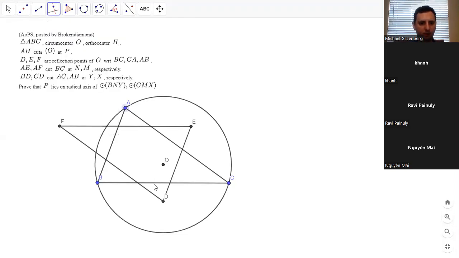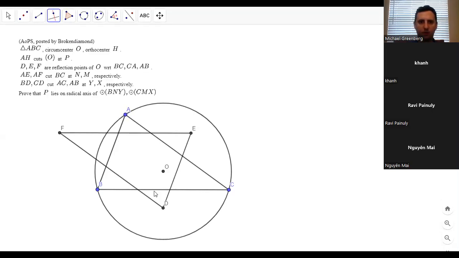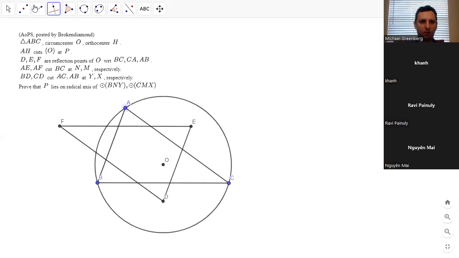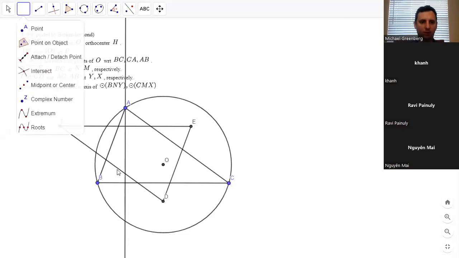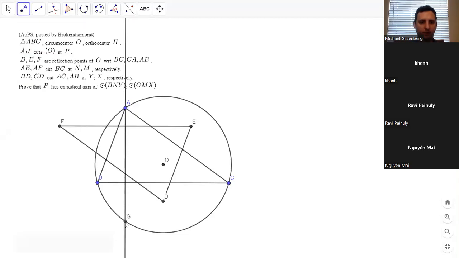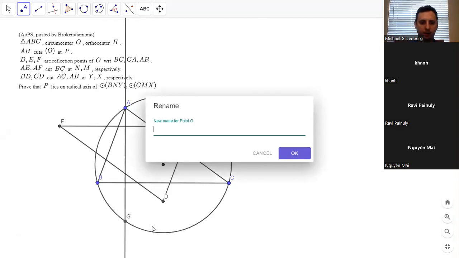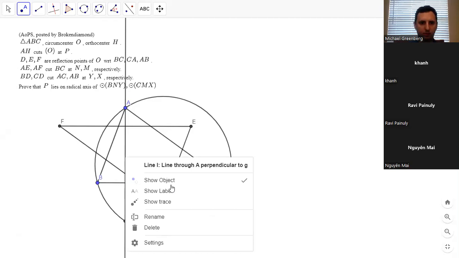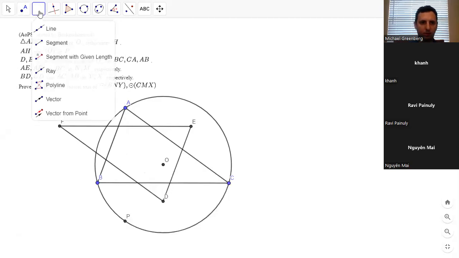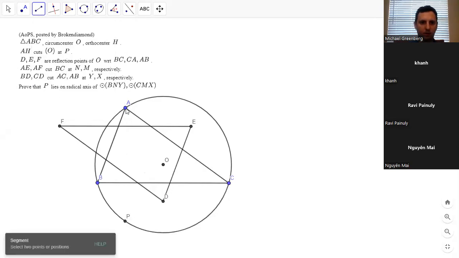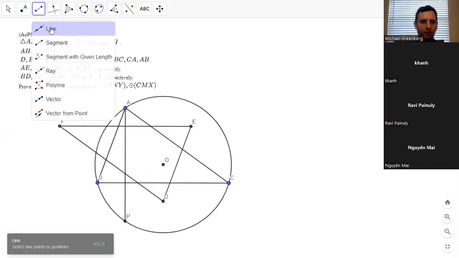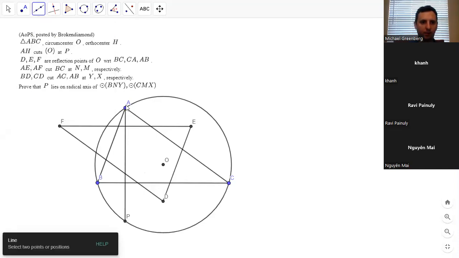Let's see. Okay. So they're reflections across the nine-point center. Okay, so this is P, and then we draw AE and AF. We see where they meet BC.